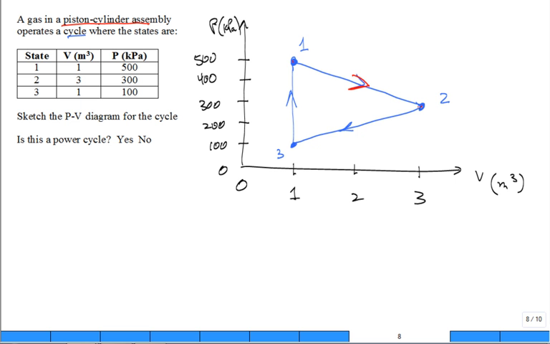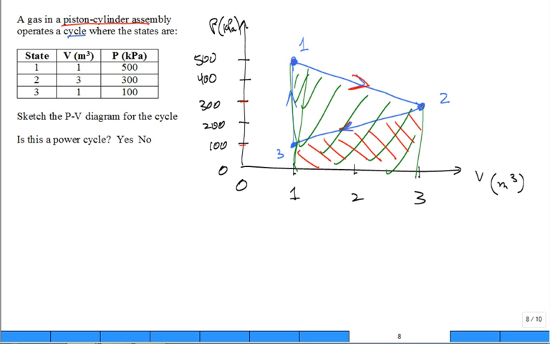400. And then what's the compression average pressure? It goes from 300 to 100, 200. So it's expanding at high pressure, great for work out, and compressing at low pressure, good to have low work in. And so the work out is the area under the curve during the expansion, all this area. And then the work of the compression is the area under the curve.